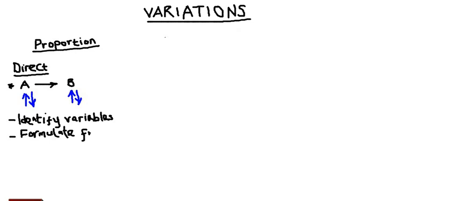And then after we have formulated the equation of the fractions of proportionality, we cross multiply and solve for the missing information. Okay, we cross multiply and solve. So let's look at a simple example quickly.